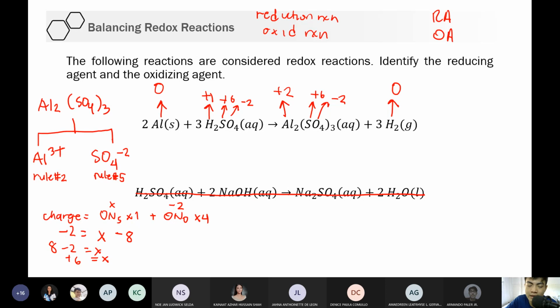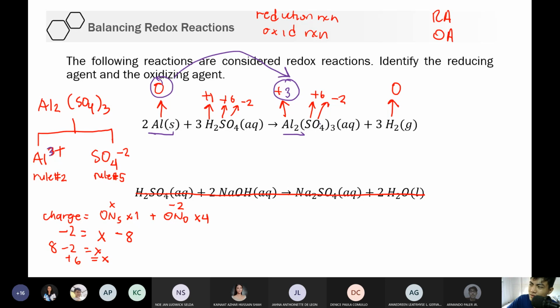And now, okay, to answer which is the reduction, which is the oxidation, which is the reducing agent, which is the oxidizing agent, observe which elements changed their charge. Which elements changed oxidation number. Who is that? So, let's look carefully. I made a mistake here. It's positive 3 pala. Positive 3. Okay. Which ones changed oxidation number? Aluminum, from 0 became positive 3. Who else?